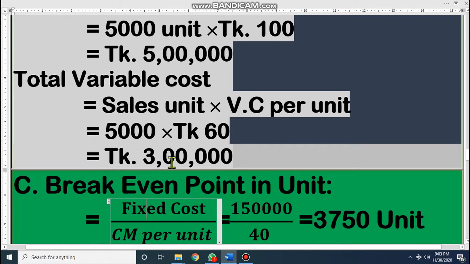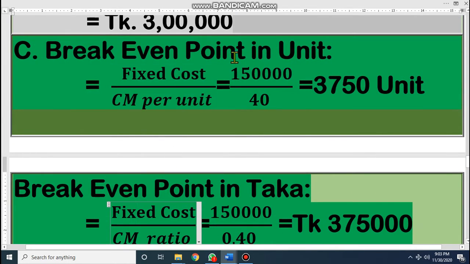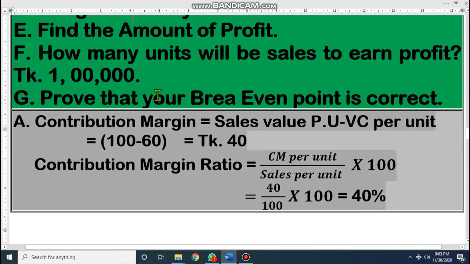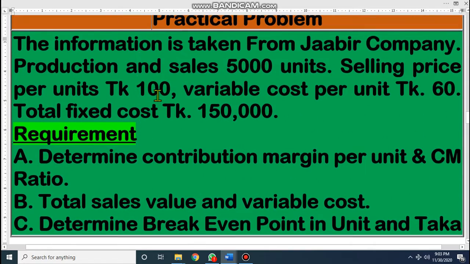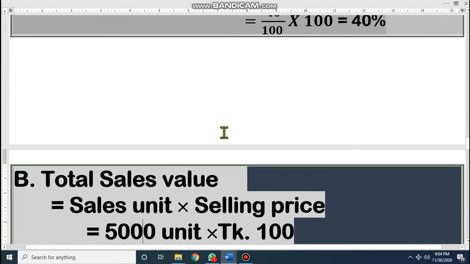So very easy one. Now the break-even point, the most important math in the chapter, break-even point in unit. Dear student, at first we need the formula: fixed cost divided by CM per unit. Let's see the question. What is the amount of fixed cost? Fixed cost is 1,50,000. Keep it in your mind, then several times we need not see the question. Production 5000 units, selling price 100, variable cost 60 and fixed cost 1,50,000. Keep these in mind, then it will be easier to solve the math.